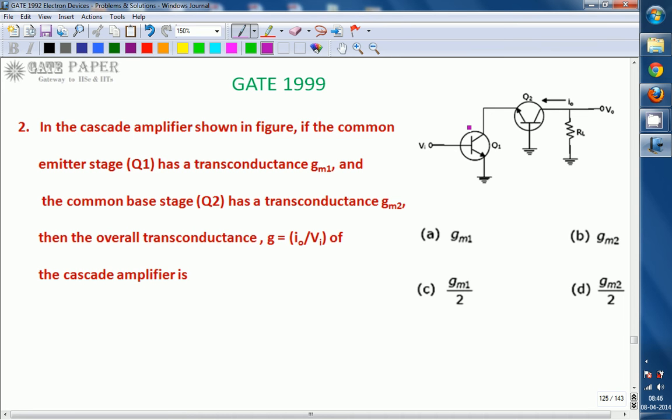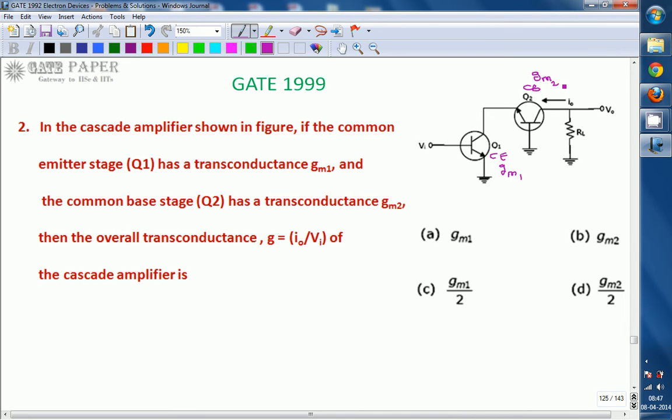A cascade amplifier is nothing but a combination of common emitter and common base. The first stage is common emitter, the next stage is common base. So Q1 is the common emitter and Q2 is the common base. Here the base is common, and the emitter is connected to ground. The common emitter has transconductance GM1 and the common base has transconductance GM2.